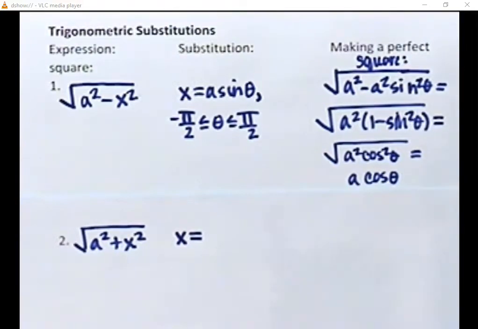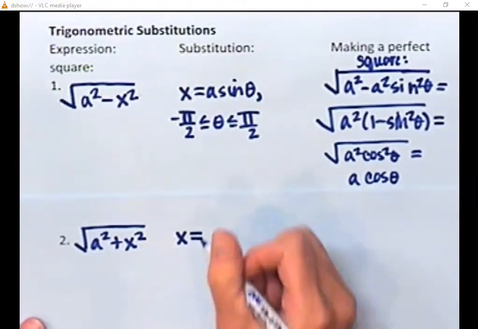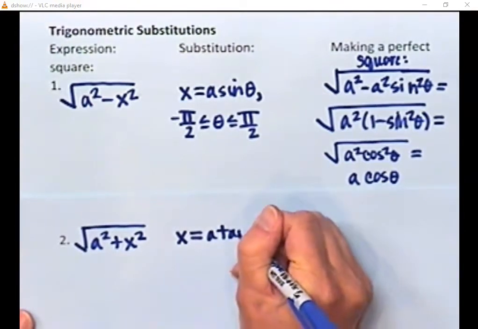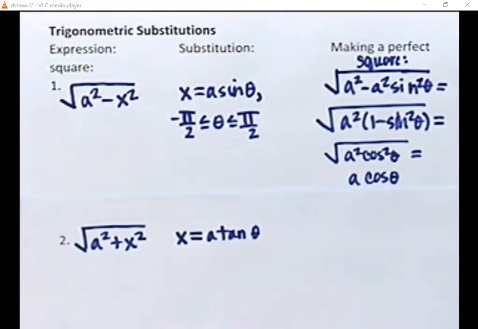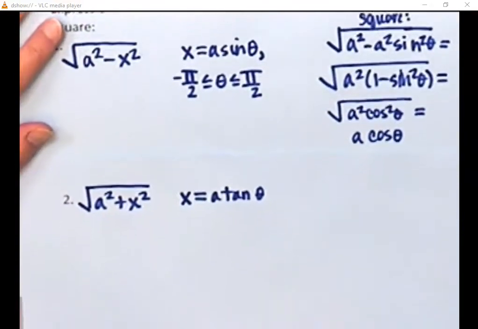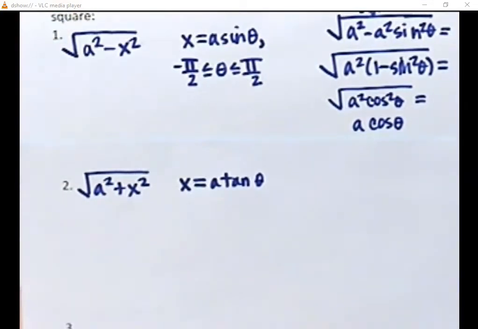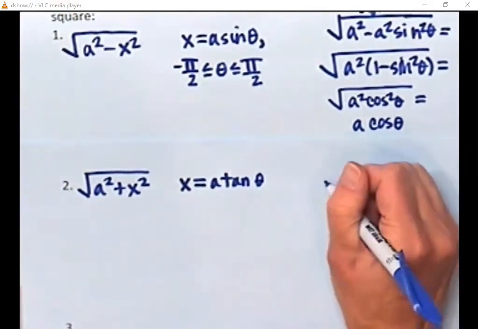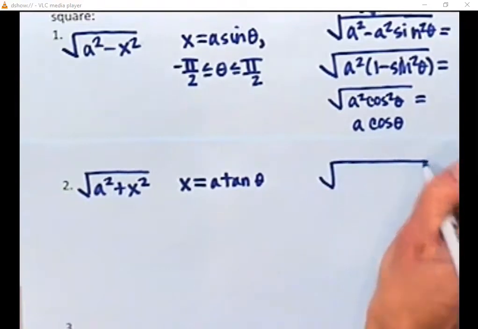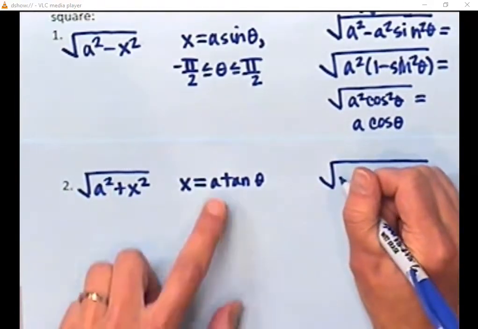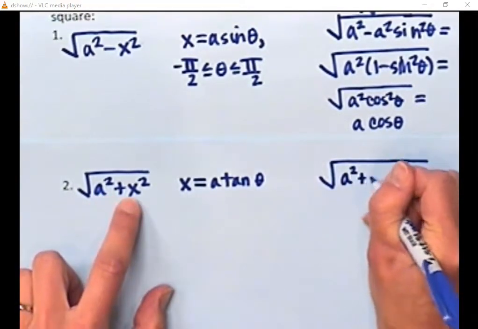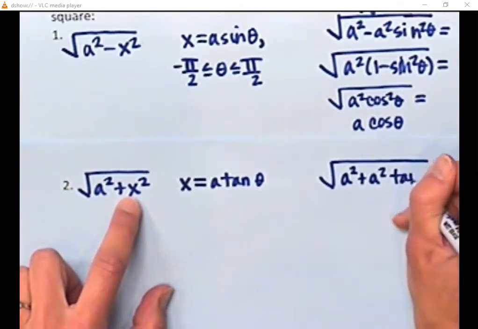Yeah, cotangent or tangent, right? 1 plus tangent squared, we have an identity for that. That's the one we mostly use. There is for cotangent as well, but we're going to use that one. So we're going to use a tangent of theta. So for this one, we'll use a tangent of theta. And if you make a perfect square on this one, I'll go through that. If you plug that in, you'll get a squared plus a squared tangent squared theta.